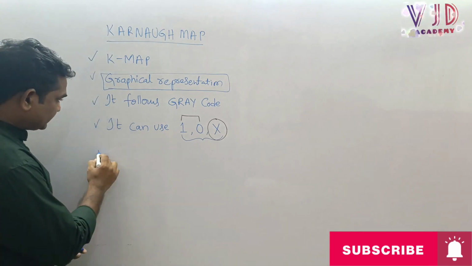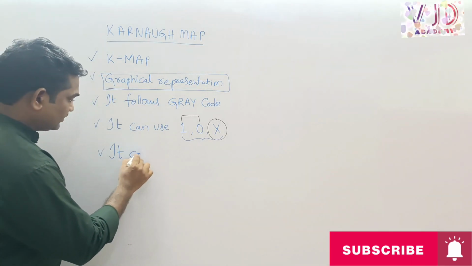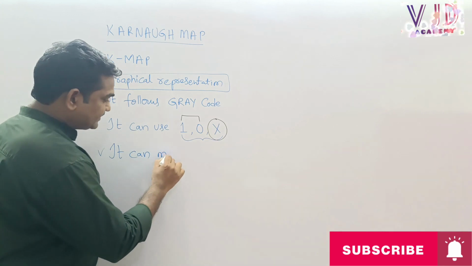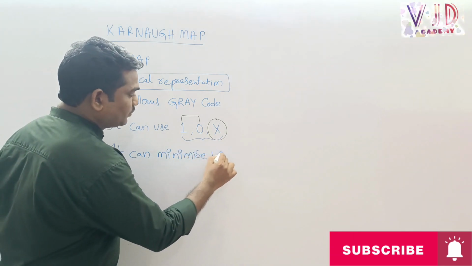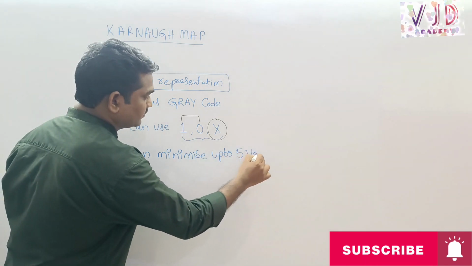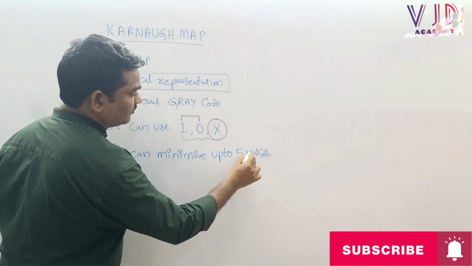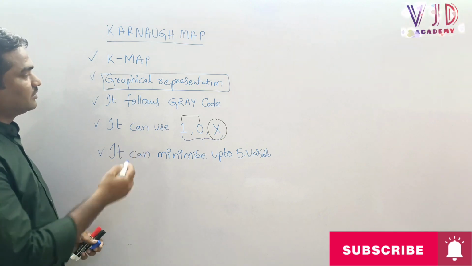The next point is it can minimize up to 5 variables. These are the specialities of Karnaugh map.